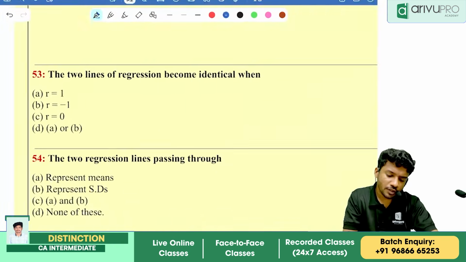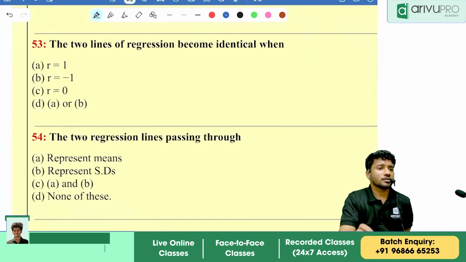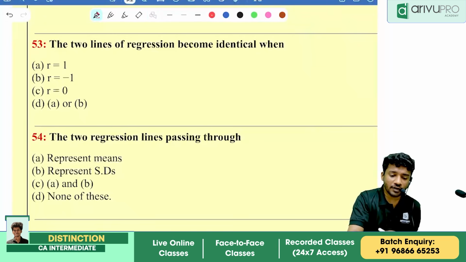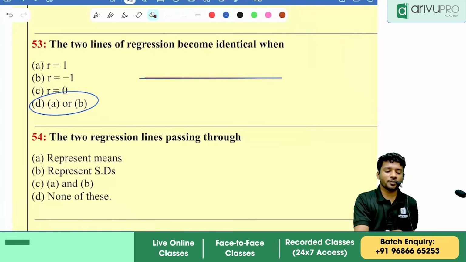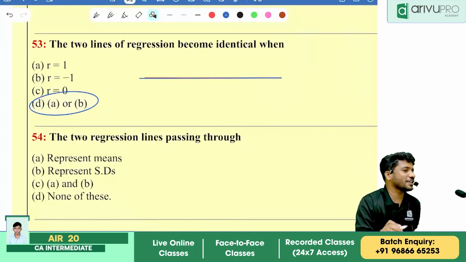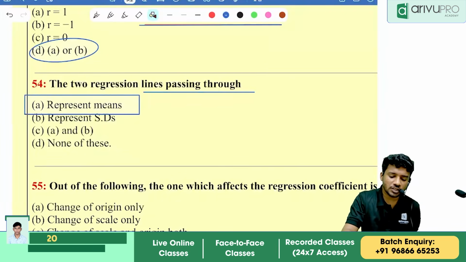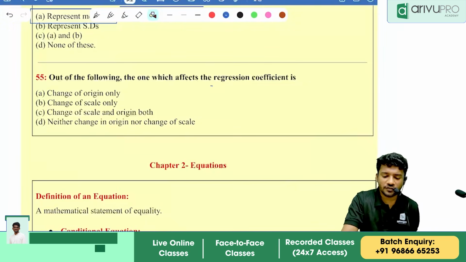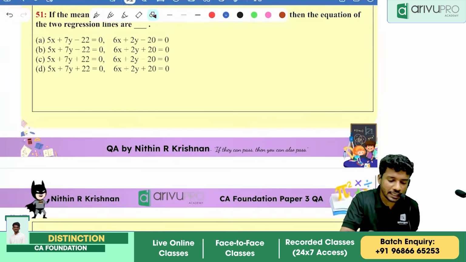This one now. Two lines of regression become identical when? Identical means one is traveling on top of the other. The angle between them is what? 0. That means either A or B. I told you it will be perfect positive or perfect negative. Two regression lines are passing through their means. Then, out of the following, which affects the regression coefficient? Change of scale only.